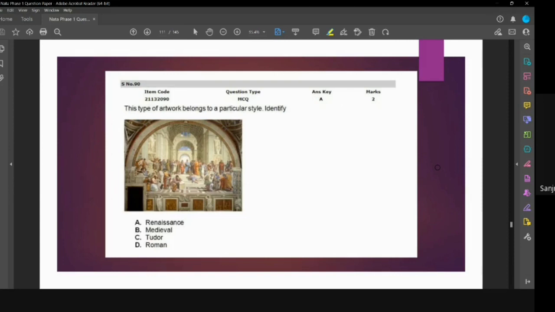അടുത്ത question. This type of artwork belongs to a particular style. Identify. ഈ താഴെ തന്നിരിക്കുന്ന artwork ഏത് സ്റ്റൈലിന്റെയാണ്? What style does it belong to? Is it Renaissance, medieval, Tudor, or Roman? The answer is Renaissance art.